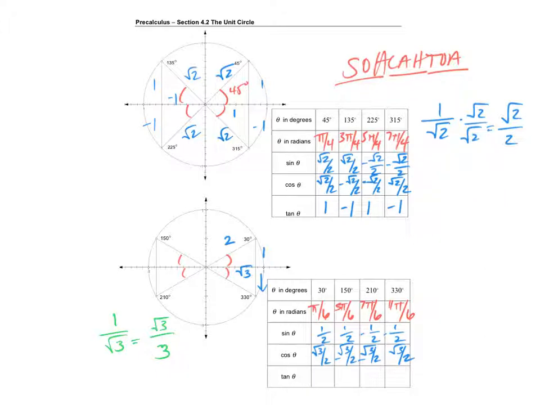For all 4 of our angles here, that same ratio will apply until we look at our positives and our negatives. So in quadrant 1, both x and y are positive, so tangent is positive. In quadrant 2, for 150 degrees, my x is negative, but y is positive. In quadrant 3, both x and y are negative, so I'm left with a positive, and in quadrant 4, I have a negative.